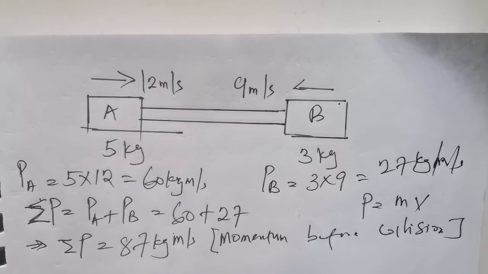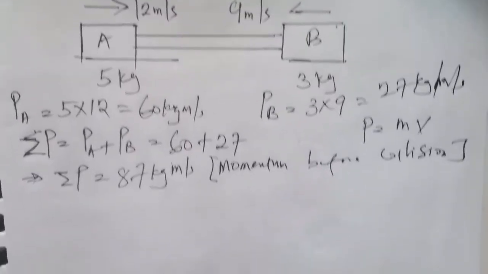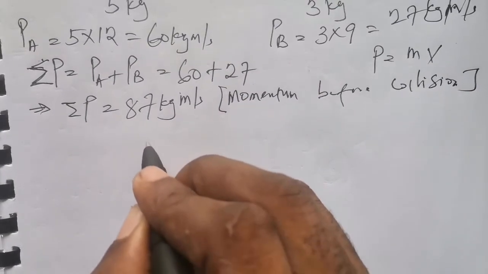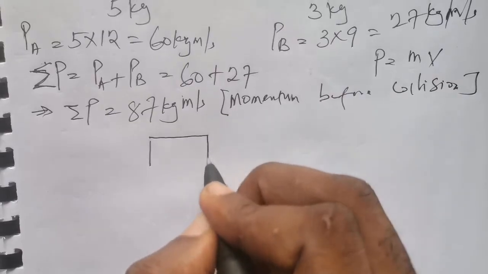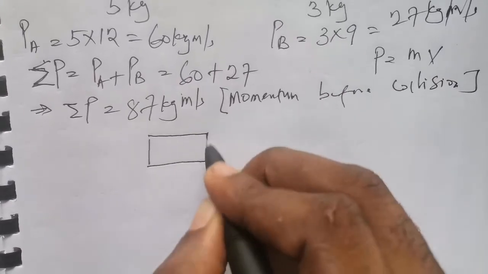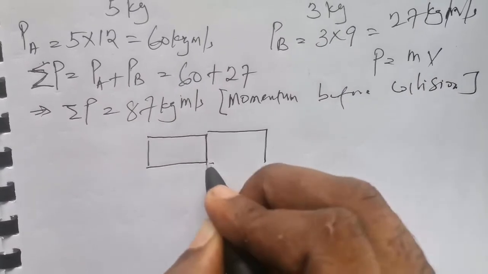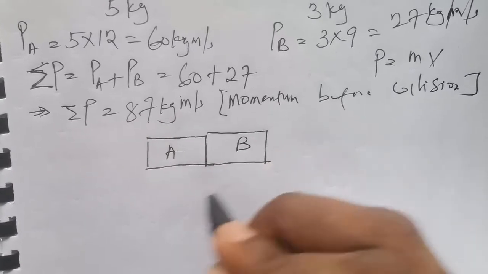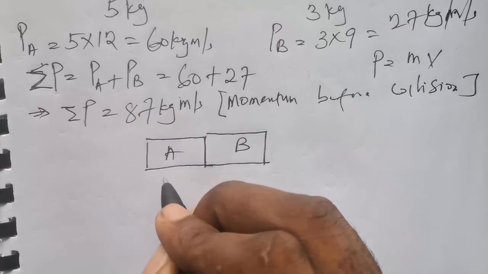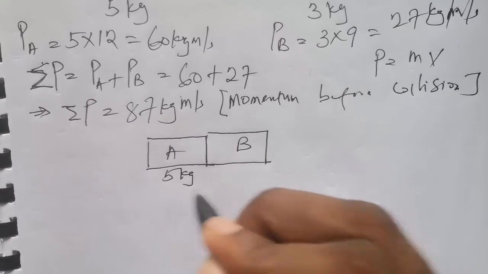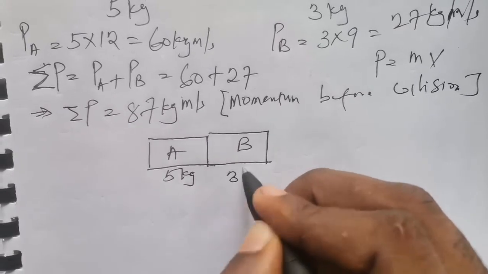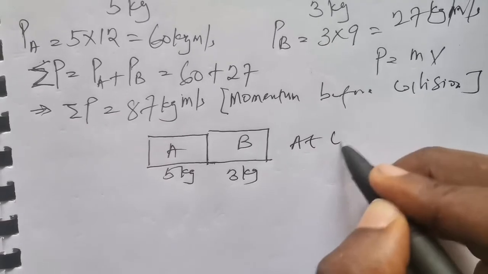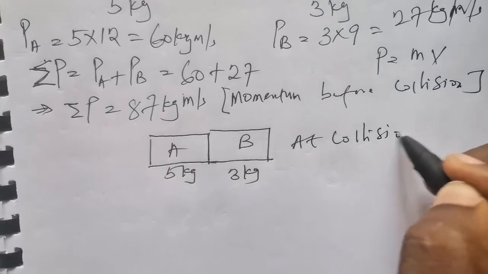Let's examine. Now at impact, which means when they collide, you have something like this. So this is collar A colliding with collar B. So you have, this is A and this is B. Remember, the mass of A is 5 kg, whereas the mass of B is 3 kg. So this is at collision.